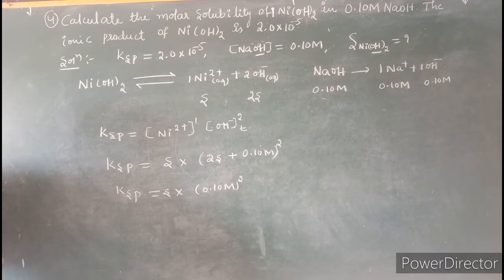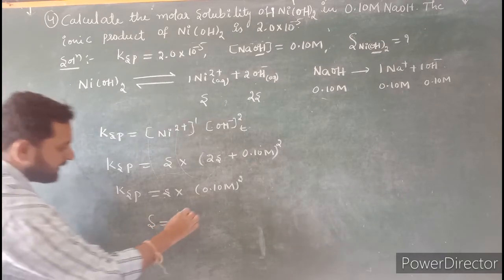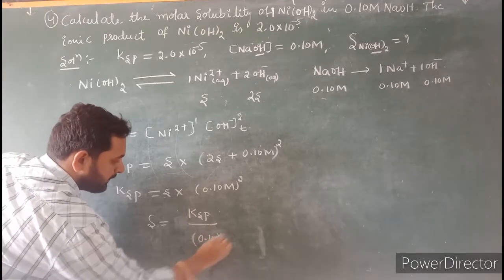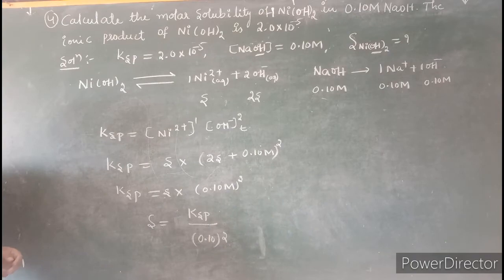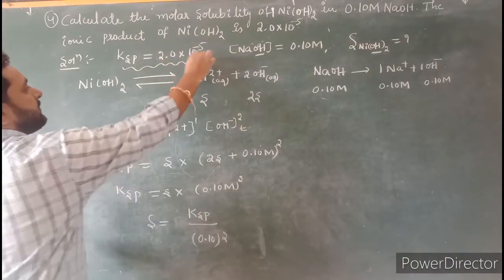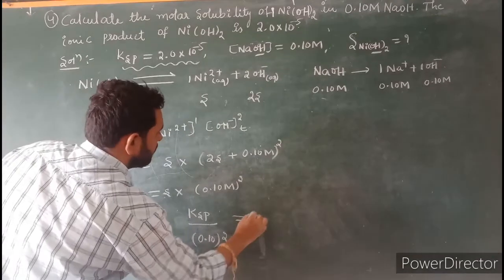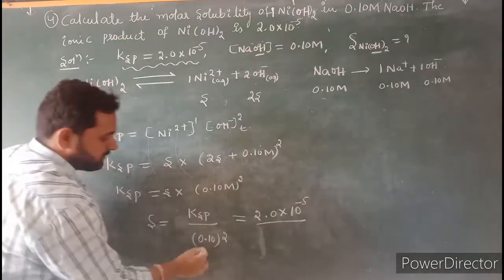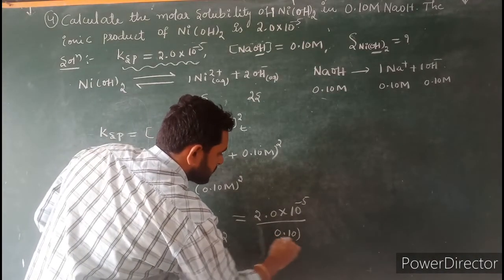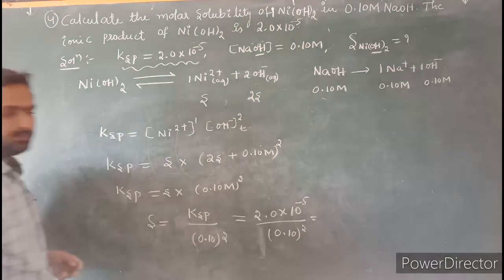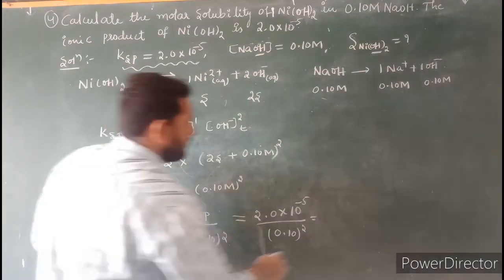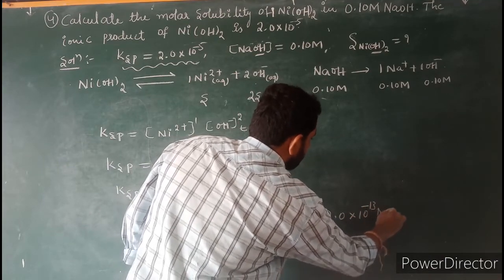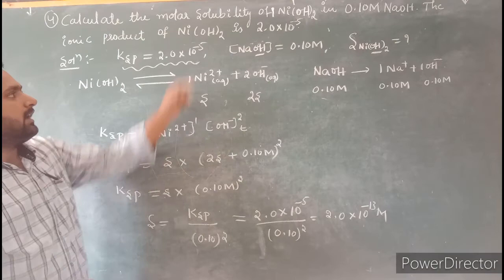Now you just rearrange this equation. s is equal to Ksp divided by 0.10 square. Now you substitute the Ksp value, because the Ksp value is given. What is the Ksp value? The Ksp value is 2.0 × 10^-5 divided by 0.10 square. Now you solve this one. After solving, we will get nearly 2.0 × 10^-3 molarity. This is the solubility of nickel hydroxide.